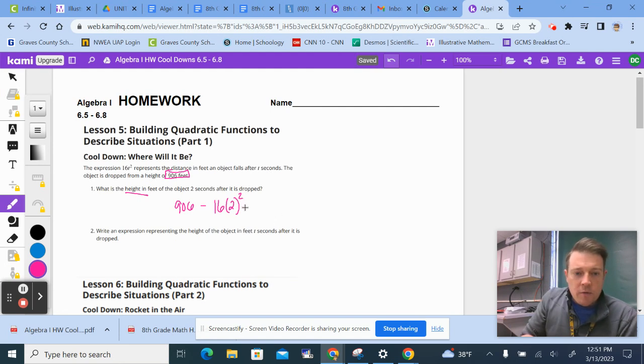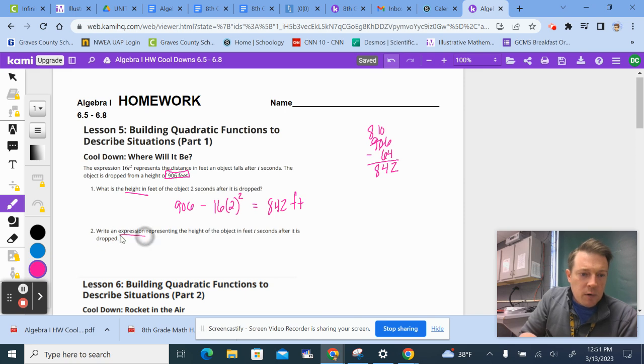And 2 squared would be 4, and 4 times 16 gives us 64. So to get our answer here, we have to do 906 minus 64, and that gives us a 2. And then we're going to borrow from this, make that 10, and we get 842. So 842 feet is where we expect it to be after falling 64 feet in the first 2 seconds.